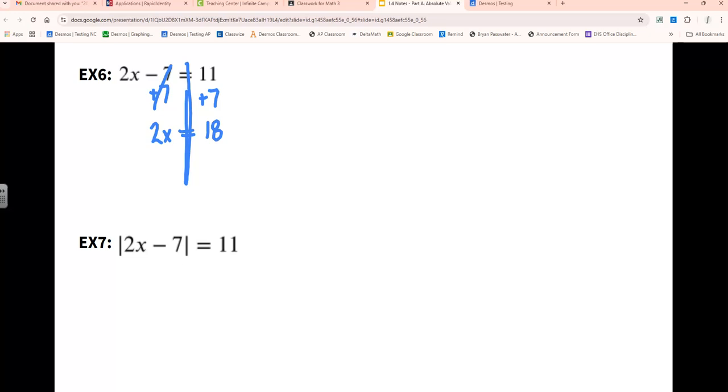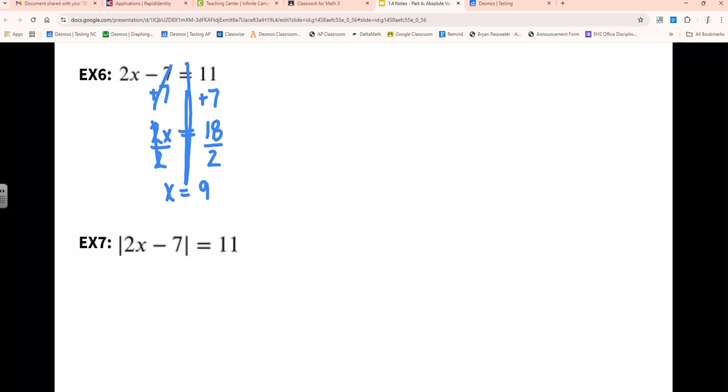What would I do next, Carson? That 2 is right next to x, which means it's multiplied. To get rid of multiplication, you've got to divide, so you're going to divide by 2. What do I get for the answer, Carson? 9. Okay, so it's a two-step equation, Math 1 stuff that we're doing here.